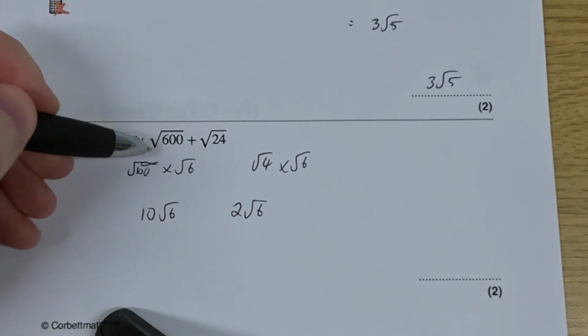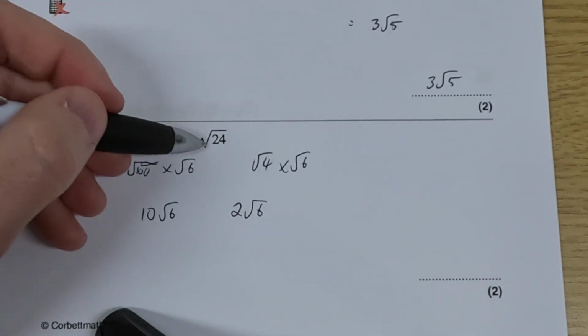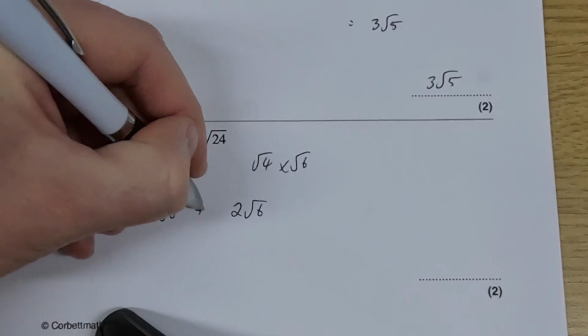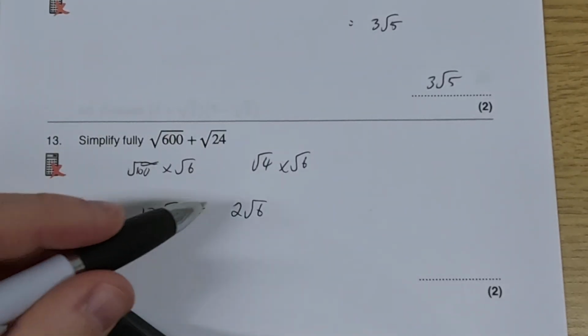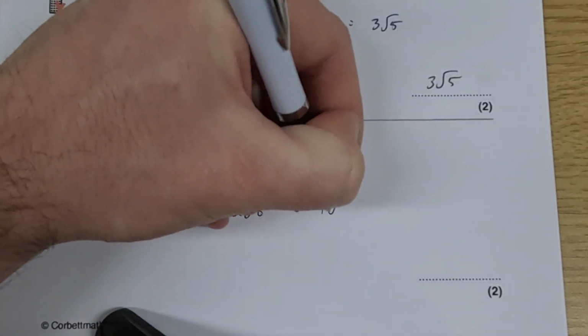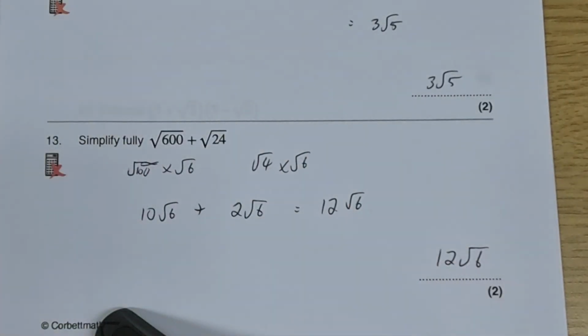So root 600 is 10 lots of root 6, and root 24 is 2 lots of root 6. And we've been asked to add them together, so 10 lots of root 6 plus 2 lots of root 6 is equal to 12 lots of root 6. So the answer is 12 root 6. And that's it. Okay, let's look at our next question, question number 14.